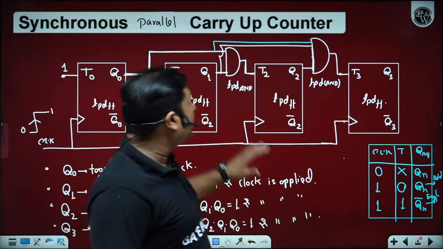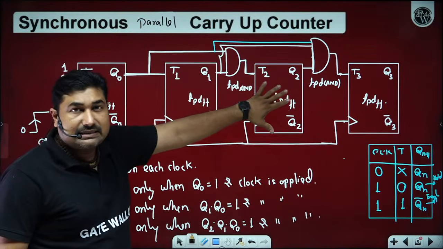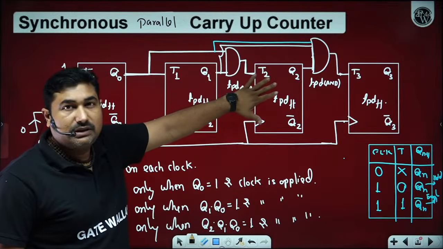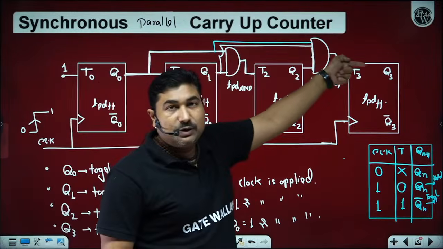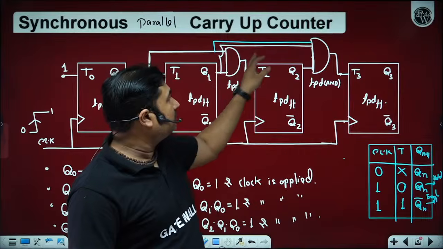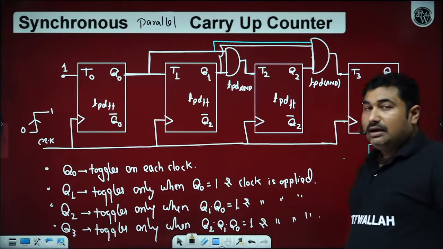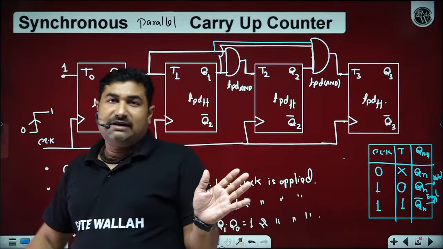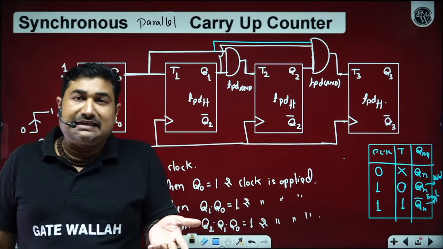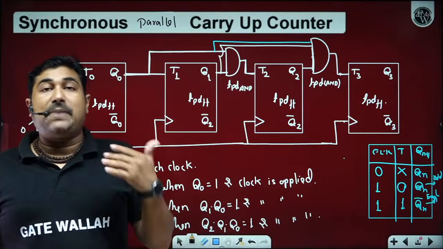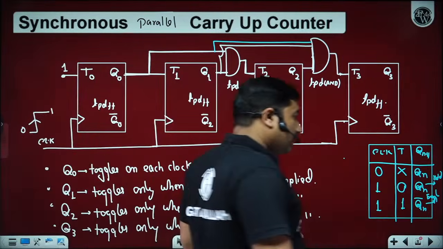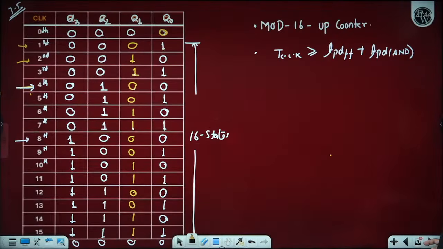There is a small correction. The present circuit is a parallel carry up counter. For series carry up counter, you have to connect the AND gate output of this with the AND gate of the next. Is it okay? However, we will not prefer a series carry up. Why? Because there is a delay in the series carry up. It will be better to go with a parallel carry up counter. Hoping all of you are able to understand up to this part.